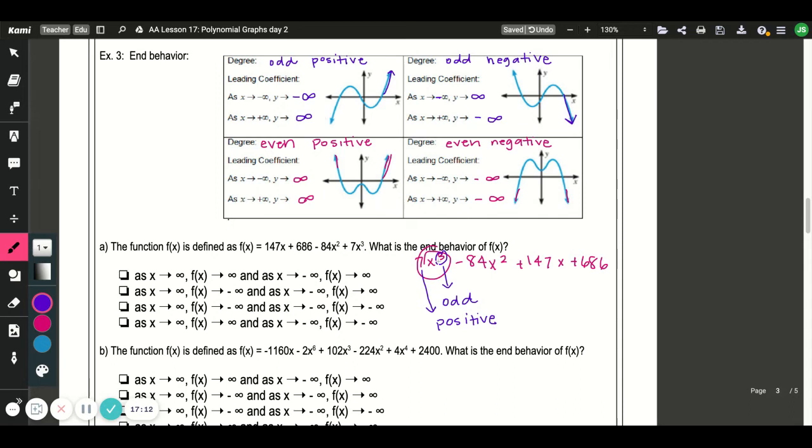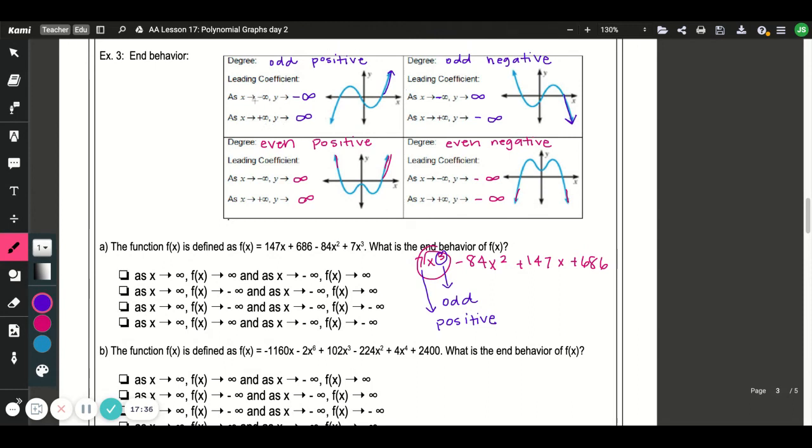The degree comes from the exponent. The positive or negative is based on the coefficient. I don't care that 7 is odd. That has nothing to do with it. I only care that 7 is positive and the exponent is odd. So if you look back up at your chart that we just made, odd, positive. Here's odd, positive. It is the first box up here.